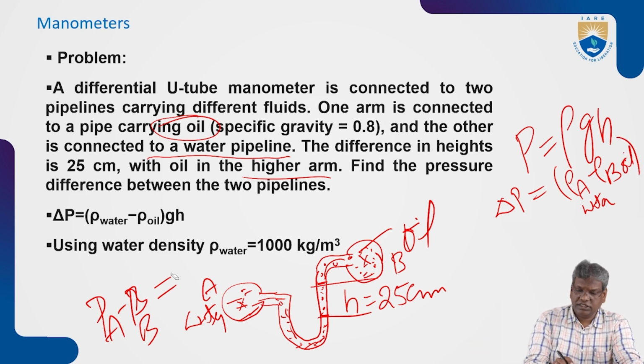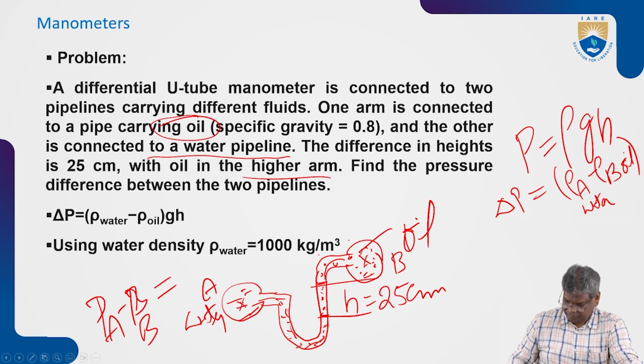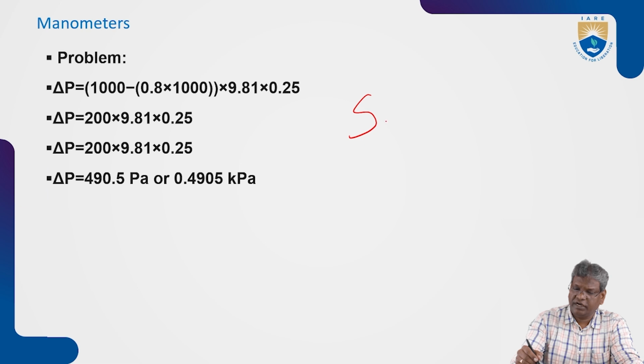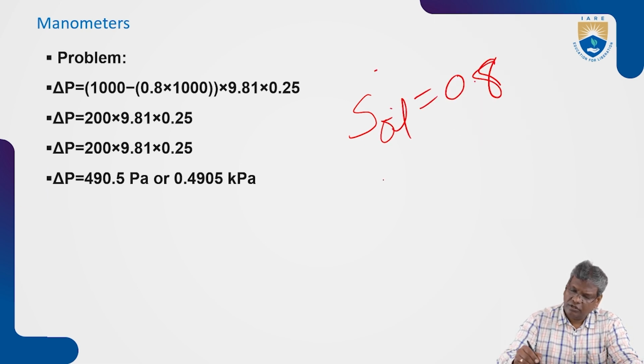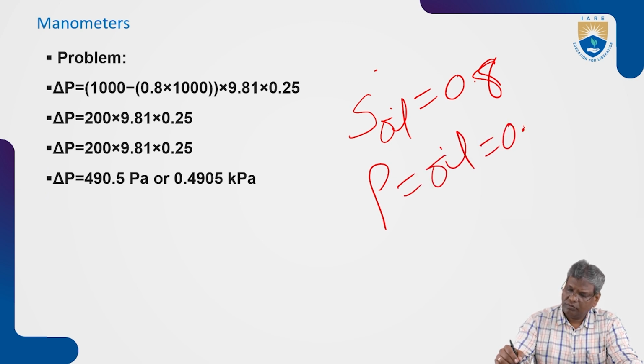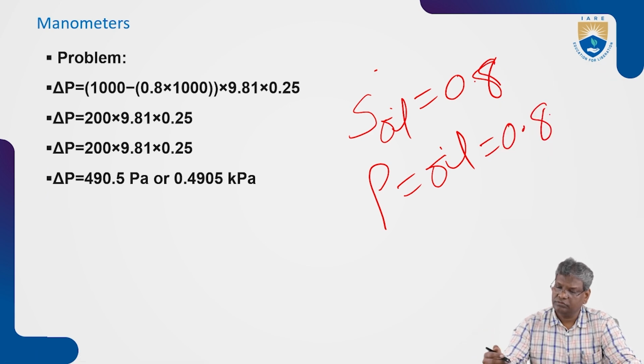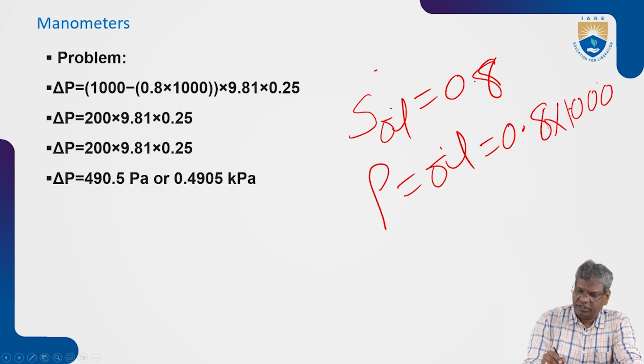The density of water we know is 1000 kg per meter cube. And how can you find the density of oil? The specific gravity was given. The specific gravity of oil is 0.8. So rho of oil is equal to 0.8 into the density of water, that is 1000. So what is the basic formula?